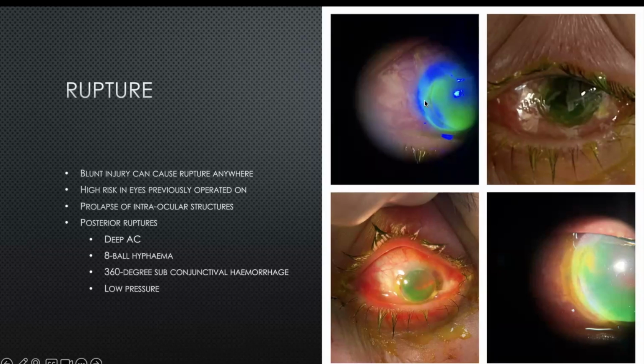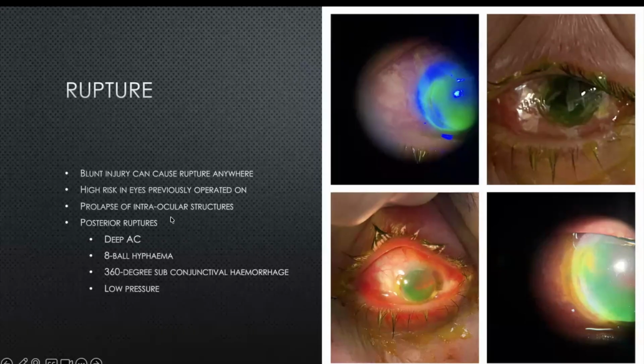Your blunt injuries, if you can see them anteriorly, can either be completely corneal, corneoscleral, or scleral. And then we will talk about repairing globe ruptures at a later date. But this was just a comment on how blunt injuries can cause rupture.